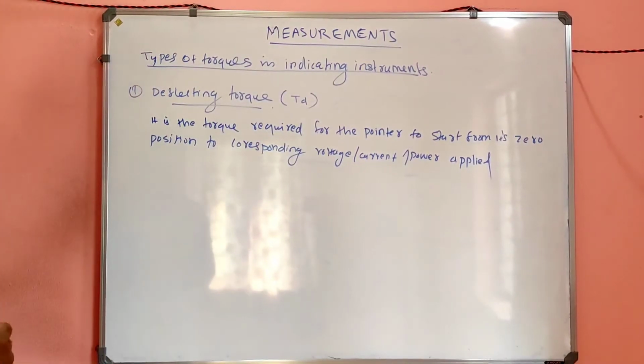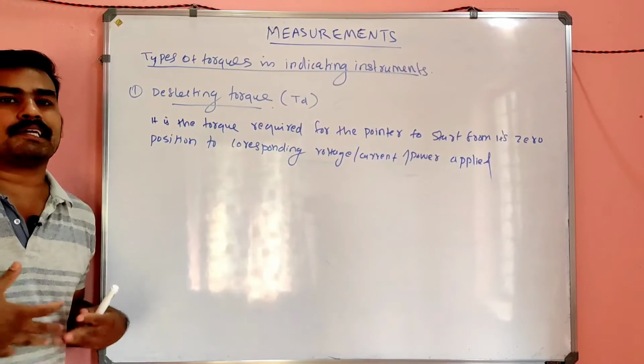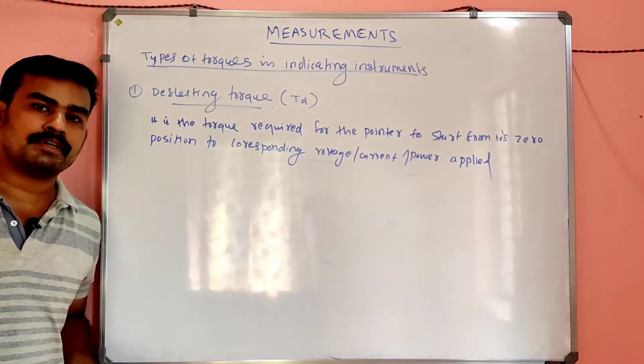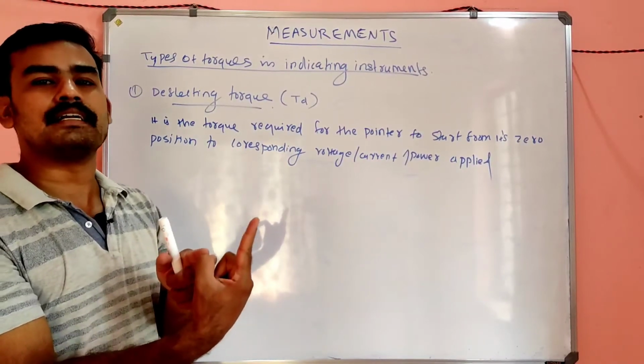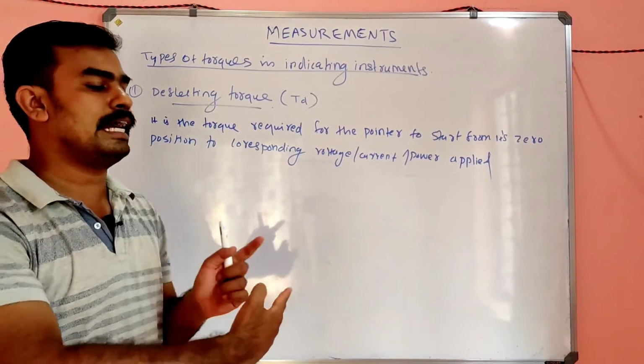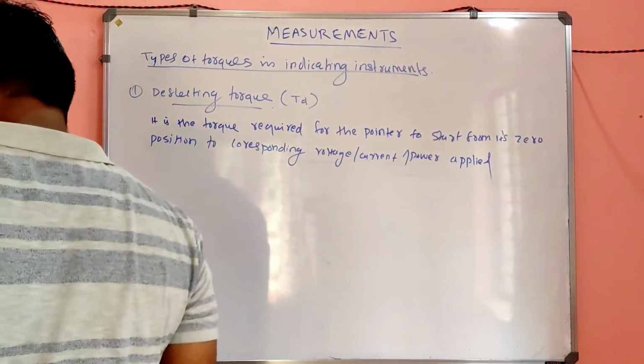Did you get the idea? So deflecting torque is the torque developed so that the pointer has to start from the 0 and move to the corresponding value, correct? So that torque is called the deflecting torque, my dears.